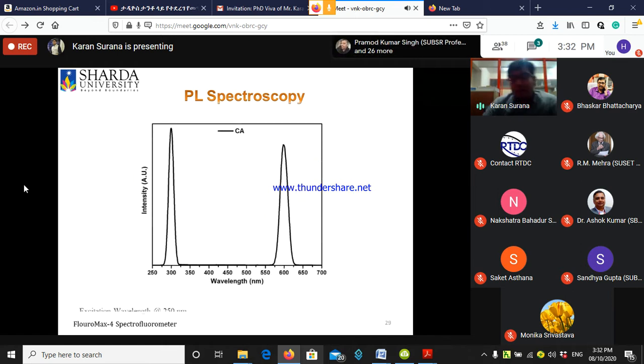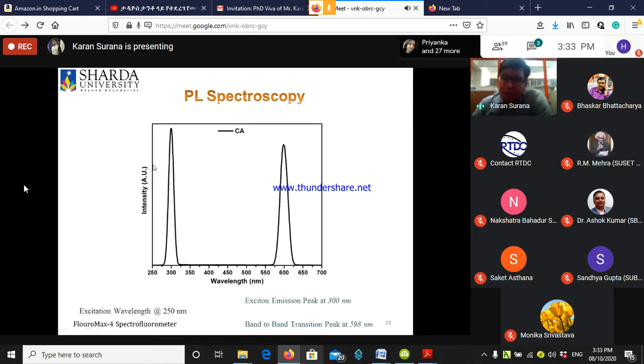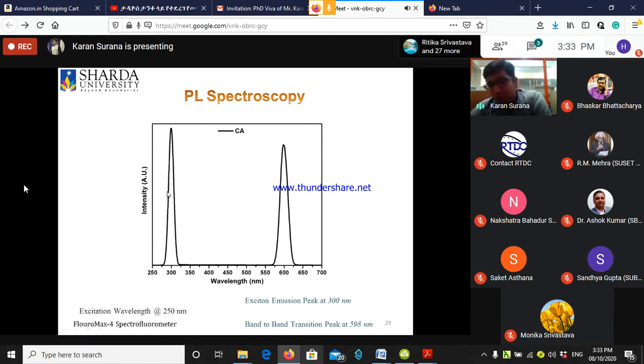Next, PL of the core shell quantum dots. The WCA quantum dots did not show any luminescence, so they were not included in the discussion. The CA quantum dots were excited at 250 nanometers, and they showed the first exciton emission peak at 300 nanometers and the second one at 598 nanometers. We can see again very sharp and narrow emission peaks were obtained, which is again suggestive of the narrow size distribution of the QD particles.